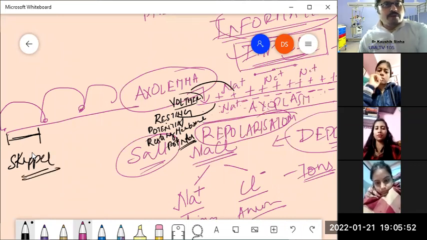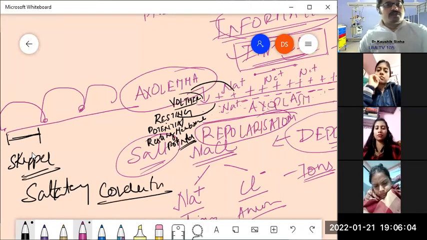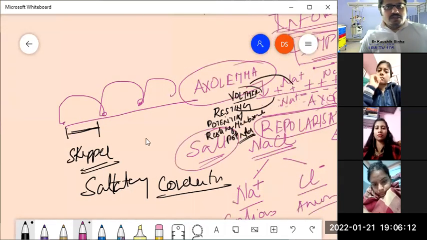Now, how is this possible? This kind of conduction is known as saltatory conduction. S-A-L-T-A-T-O-R-Y, saltatory conduction. How is saltatory conduction possible? Saltatory conduction is possible because this particular axon remains in direct contact with its own environment only in some specific areas, not throughout the entire length.